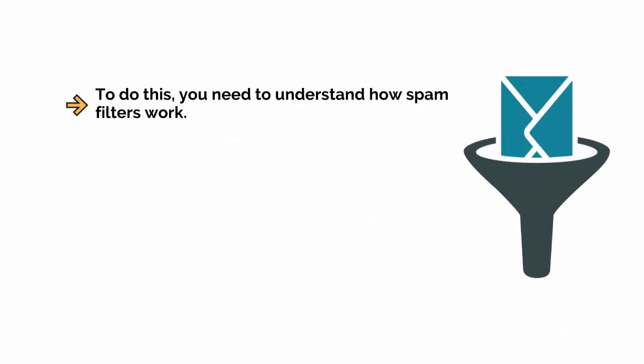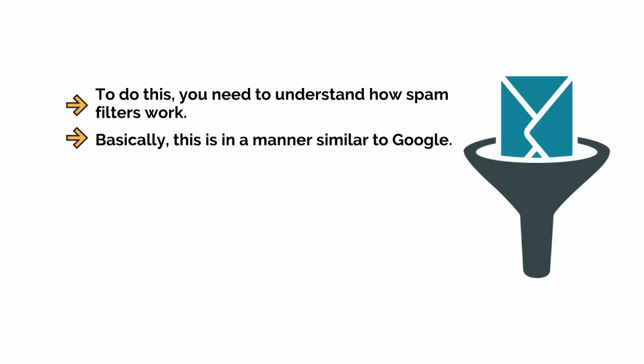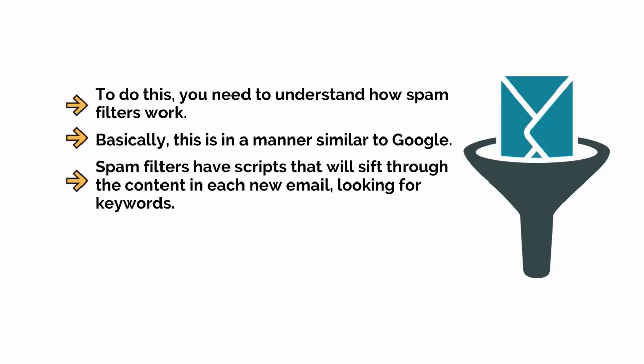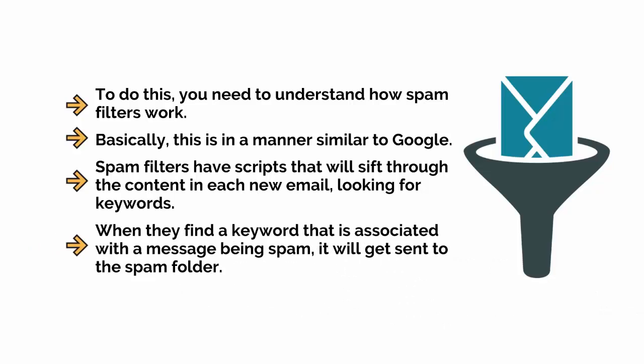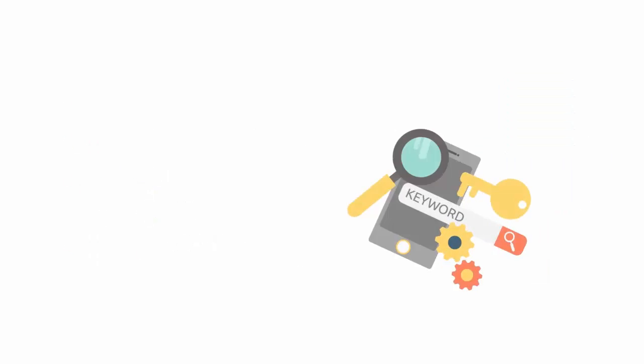To do this, you need to understand how spam filters work, and basically this is in a manner similar to Google. Spam filters have scripts that will sift through the content in each new email looking for keywords. When they find a keyword that is associated with being a spam message, it will then get sent to the spam folder. Now, what are these keywords?